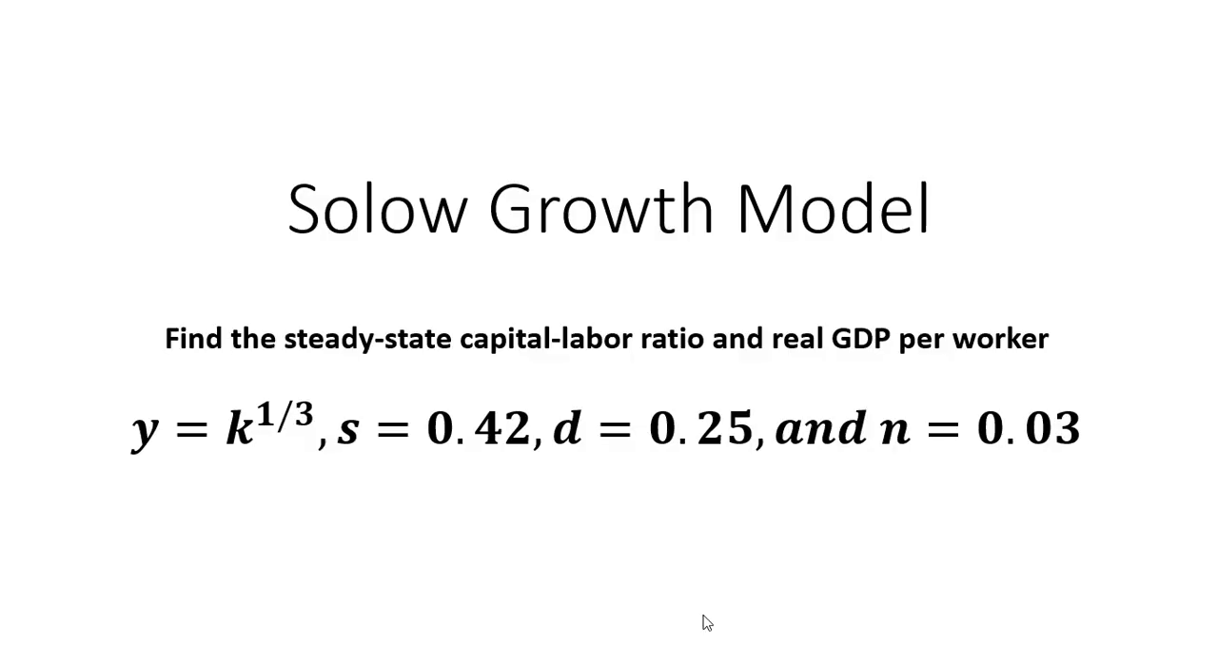Hello, in this video we're going to do a Solow growth problem, trying to find the steady state capital labor ratio and real GDP or real output per worker when given the following information. So we got the per worker production function, we have the saving rate in the economy, we have the depreciation rate, and we have the population growth rate.